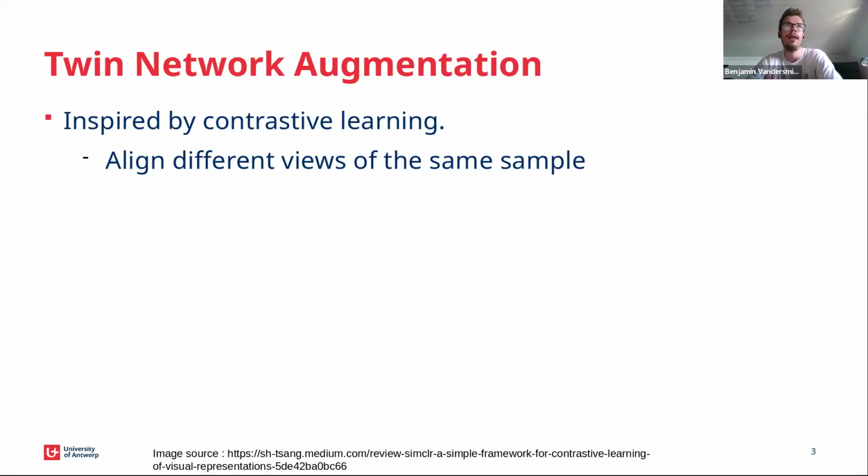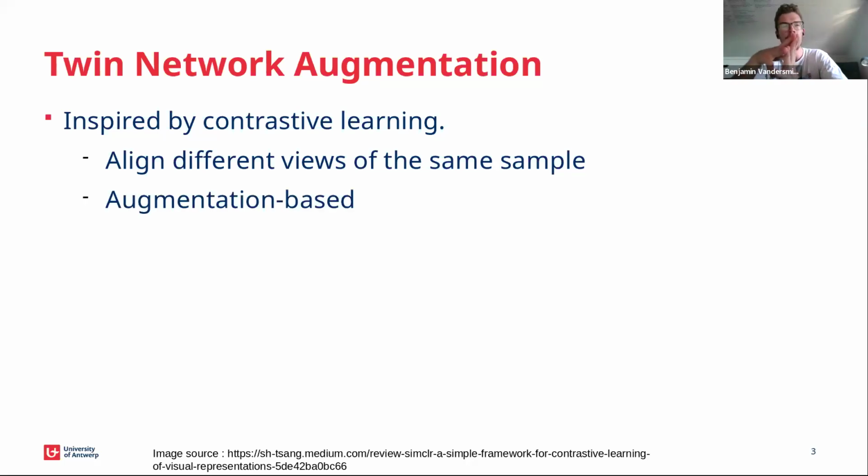The main idea behind this method was that it was inspired by contrastive learning. I don't know how familiar you are with contrastive learning, but basically the idea, at least for the method that it's most inspired by, is that you want to take different views of the same sample and then align those views, such that the outputs of a neural network for different views of the same sample are similar, and the outputs for different views of different samples are dissimilar. And this method is SimCLR.